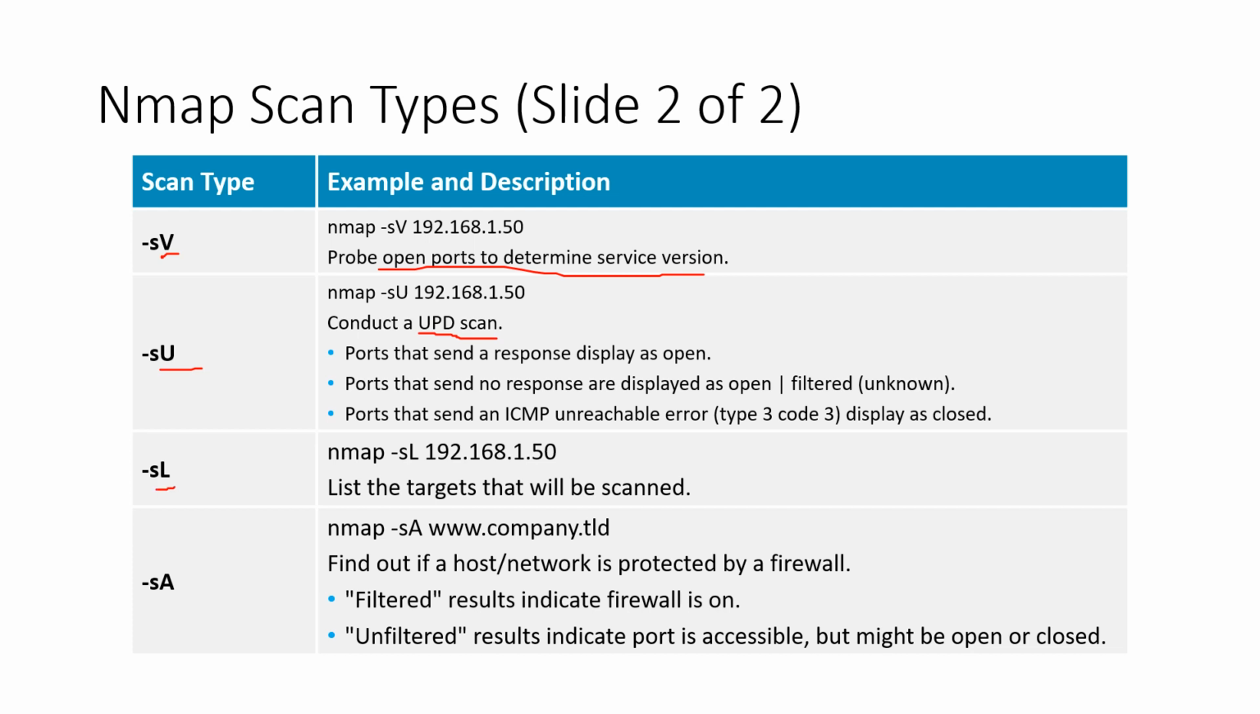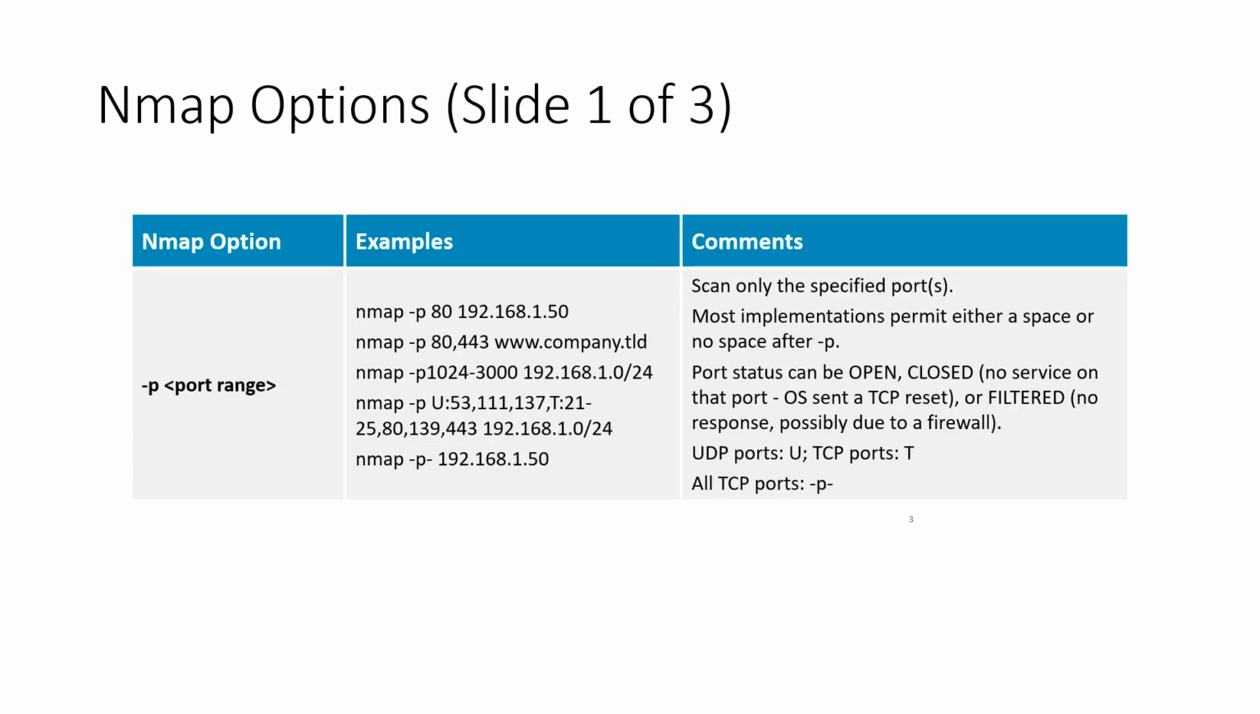-L will list the targets that are to be scanned. And then -A is if you want to find out if a host is protected by a firewall, that option -A that you may use under Nmap. To identify a port range, you may use -p. For example, the range of the port is 80 to 443. If you want to only specify ports to scan, you use the -p option.